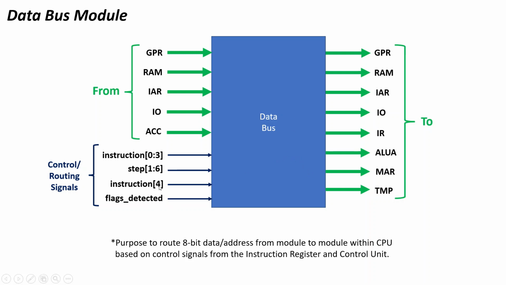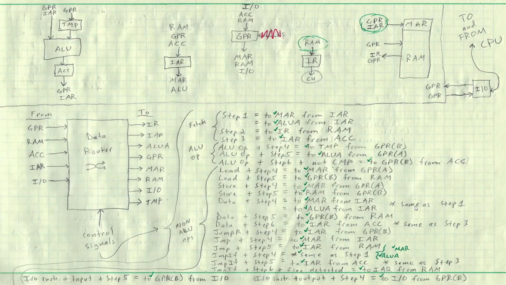And then also instruction 4, which is simply for I/O operations, because that 5th bit of the instruction determines whether it's an input or output, and then that flag is detected by OR gate OB from the control unit. Those are all the control signals for the data bus. This is a drawing I did just to show you how I came up with the logic that you're about to see in the Verilog code. It's going to look really confusing, but this is the drawing I came up with to design the data bus.